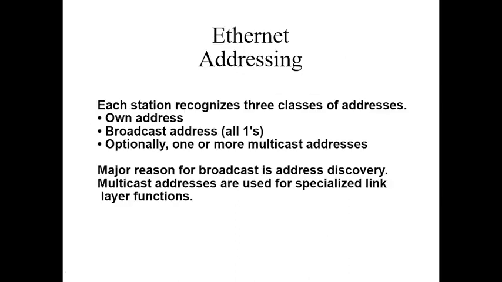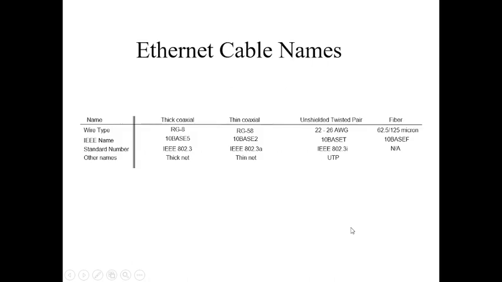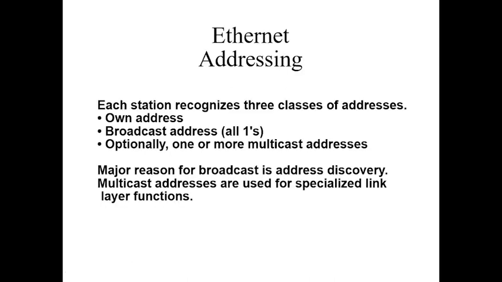So, Ethernet addressing: each station recognizes three classes of addresses. These are its own address, broadcast addresses (all ones), and optionally one or more multicast addresses. The major reason for the broadcast is address discovery.